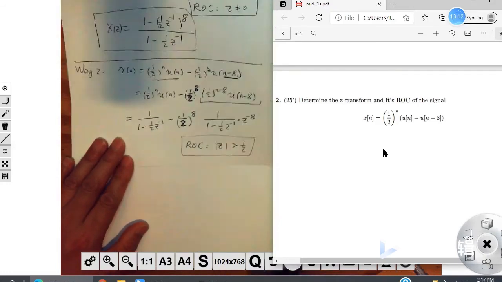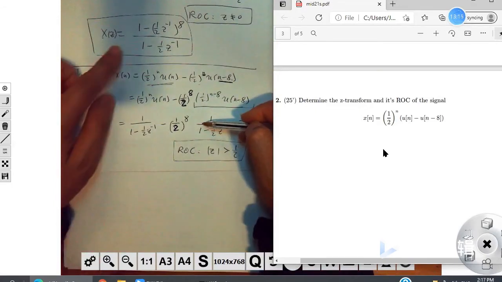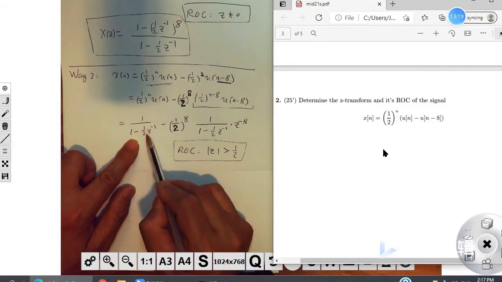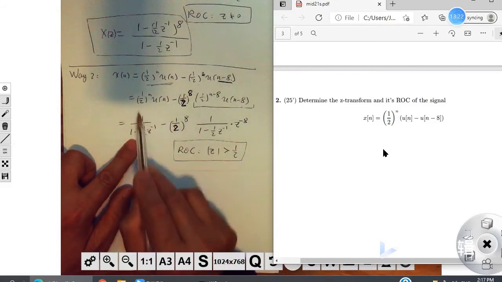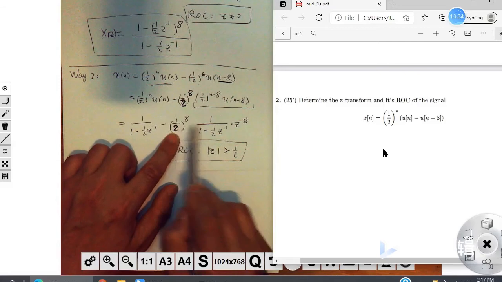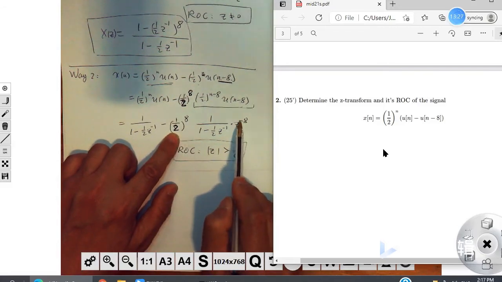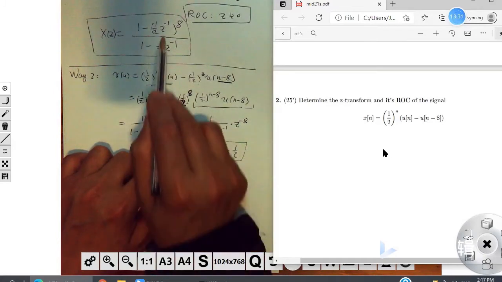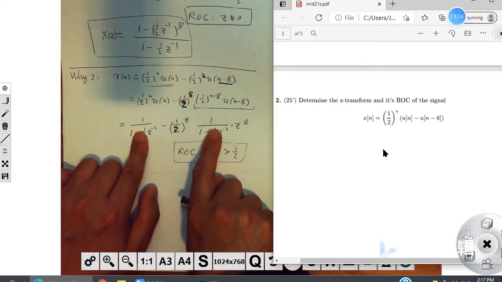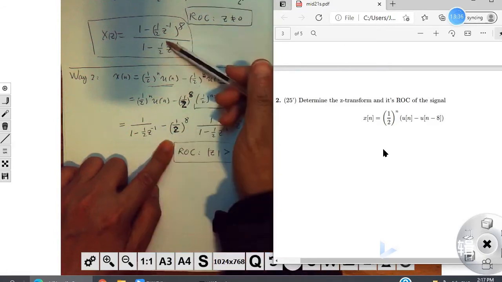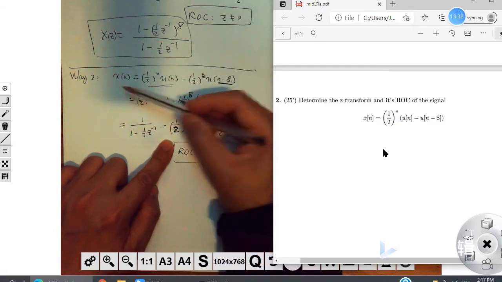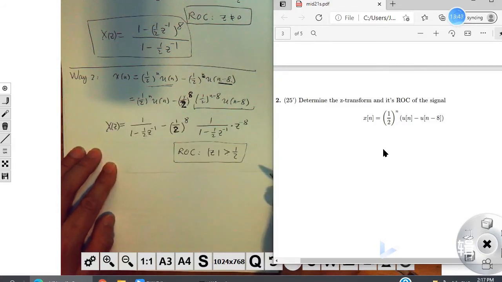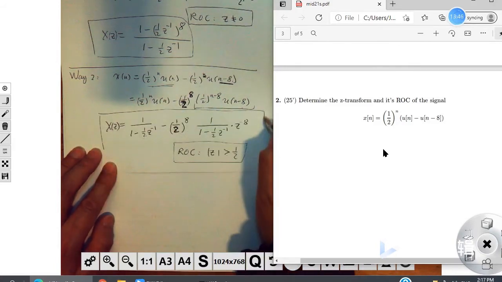Okay, you compare these two results. Actually, this part is the same, right? The denominator is 1 minus 1/2 z to the negative 1, and the numerator is 1 minus (1/2 z to the negative 1) to the 8th. These two are the same. You combine these two fractions together, you get the first result. The X of z are the same, but the RC are different.